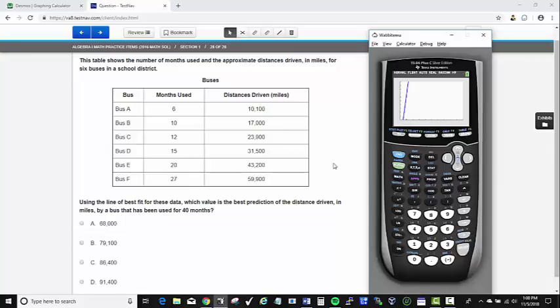Now, using the line of best fit for this data, which value is the best prediction in miles by a bus that has been used for 40 months? So they want to know the miles when x is 40. So what you can do is hit second, F4, which is trace value, and then x equal will blink. So they want to know for 40 months when x is 40. So if I put in 40, hit enter, I get 91,426 miles. So 91,400, that is the answer.